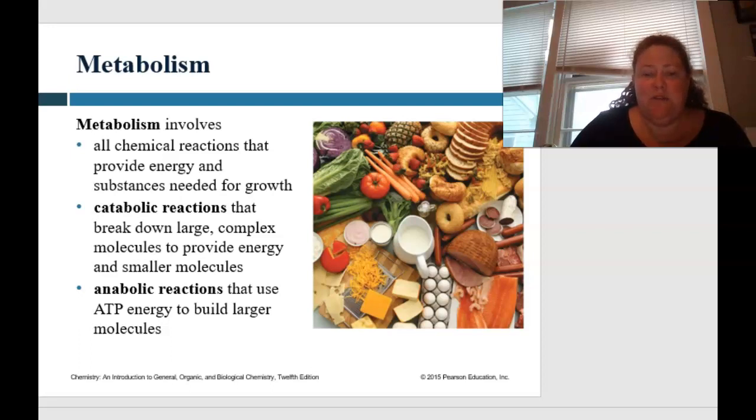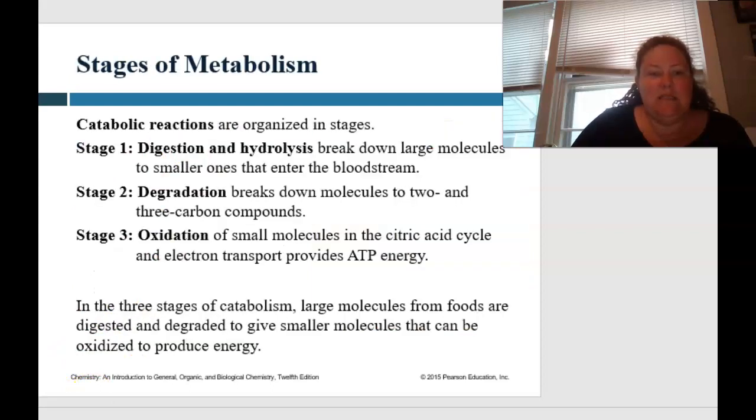and then they can provide energy through this process of breaking them down into smaller molecules. Where anabolic reactions are those that are going to bulk up or build. They also, since they're building something, actually have to use a little bit of energy. So anabolic reactions require energy where catabolic reactions do not.